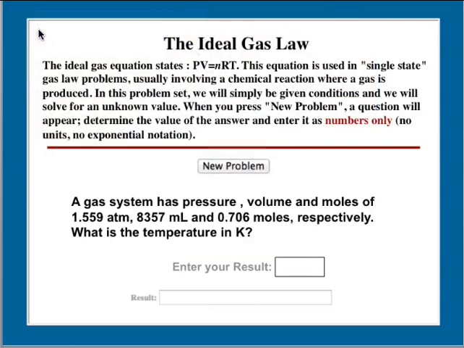One more time. Our pressure, 1559 atmospheres. We're at 8357 milliliters. We have 0.7 moles. What's our temperature? When you do this, the reason I put this one in, remember, this must be in liters. You multiply it by 1,000. Yep, and divide by 1,000. Divide.